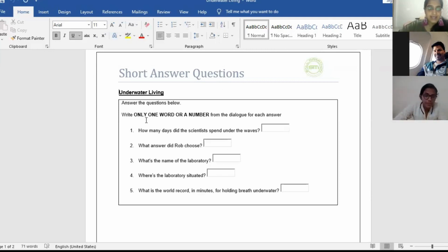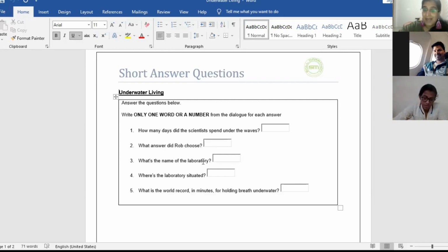It says underwater living, only one word or a number again. How many days did the scientists spend under the waves? So you have to write how many days, the number, okay? What did Rob choose? So probably they're talking about something and Rob chooses something. You need to listen to what that is. I'm sure it's a word. What answer did Rob choose?